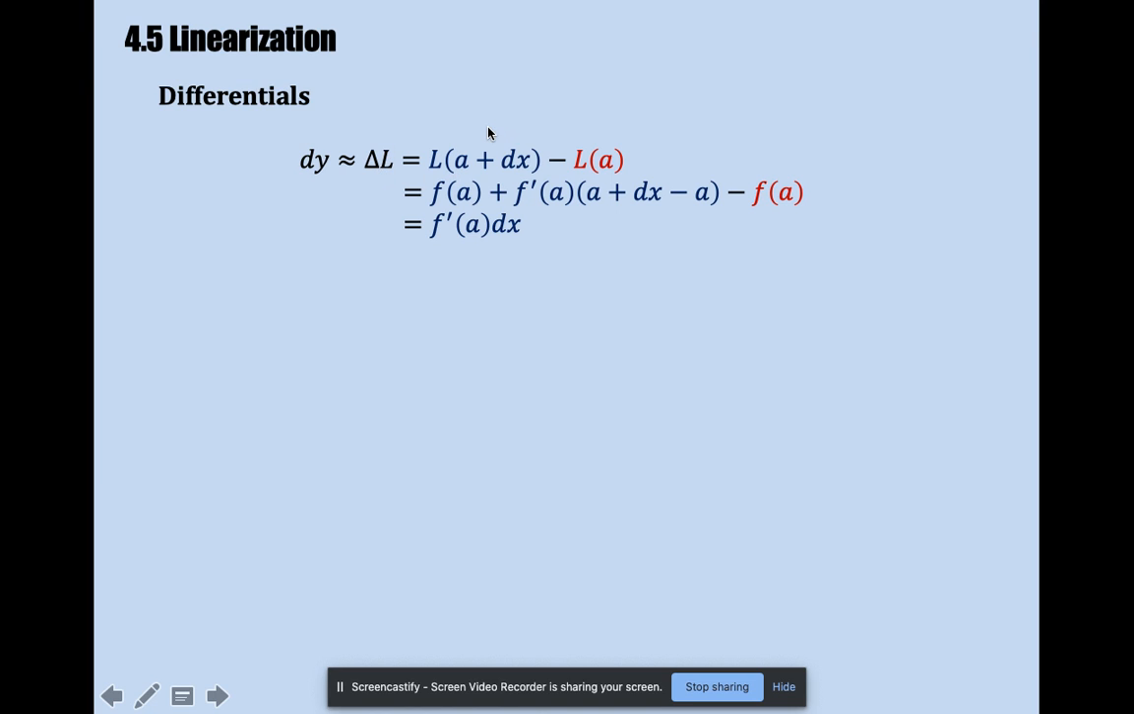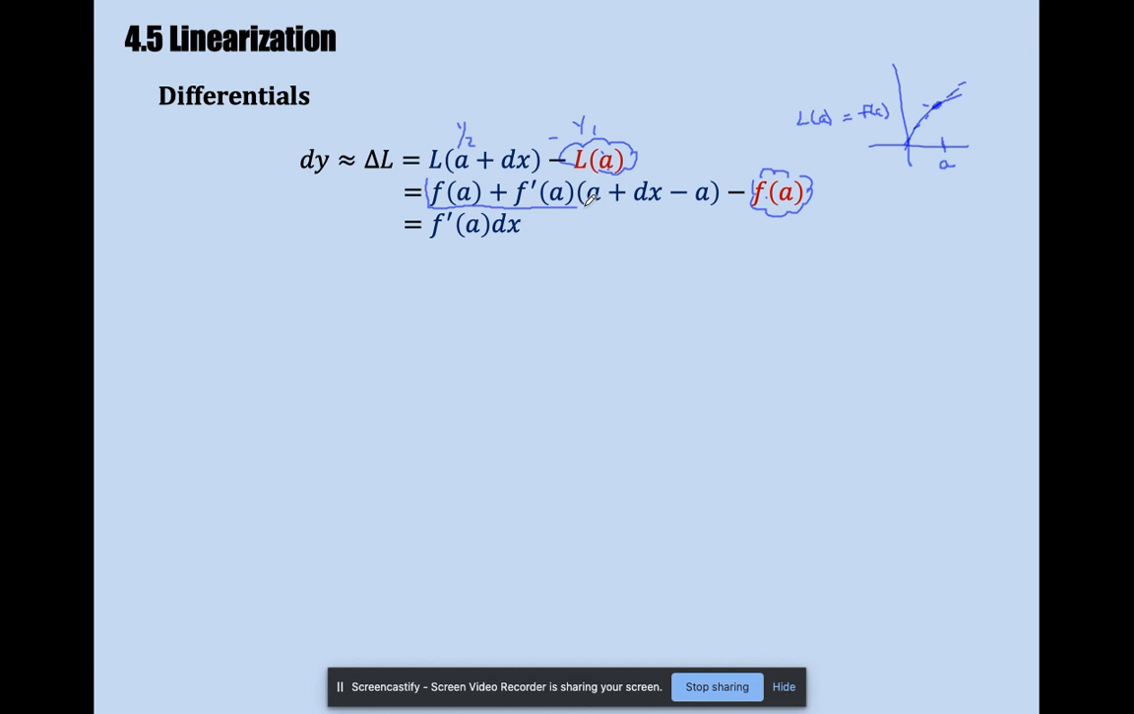So the small change in y is approximated by the change in the tangent line, the linearization. So here is like saying y2 minus y1. But remember, the linearization at the point of tangency has the same value as the function at the point of tangency. F of A is equal to the tangent line at A, the linearization at A. So I can replace those two values.